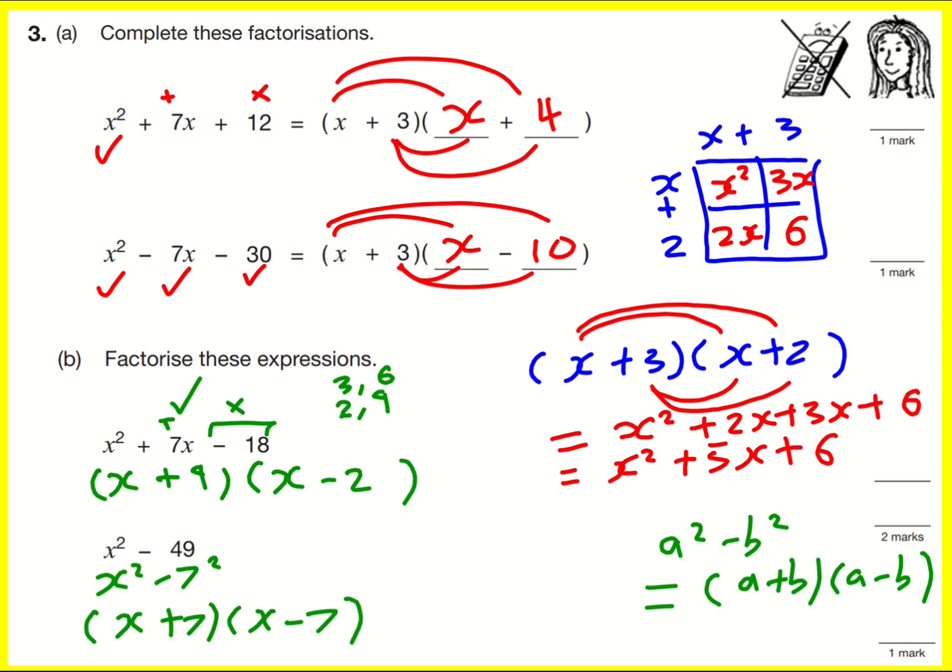This one often trips people up, but just practice it, be ready for it. Difference of two squares is actually one of the easiest. You just basically square root each of them and stick them in the brackets. Nice.